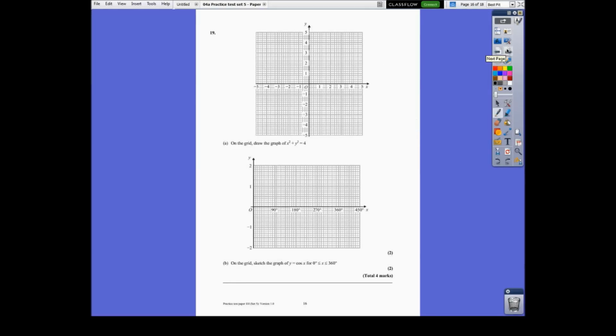Question 19. On the grid, draw the graph of x squared plus y squared equals 4. X squared plus y squared is the graph of a circle. And to work out how big the circle should be, you square root the number on the other side of the equal sign. So the radius of this circle would be 2. So using a compass, you should go from -2 to 2 to 2 to -2 and all the way around. So it would have a centre at the origin and a radius of 2.